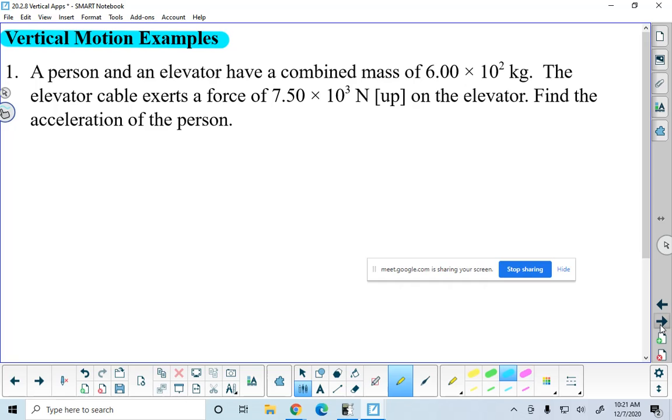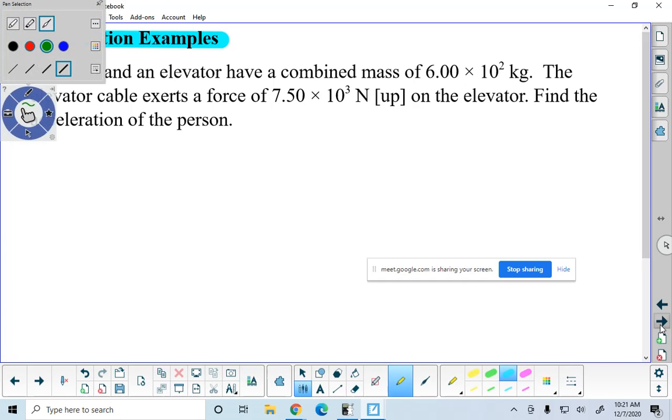A person and an elevator have a combined mass of 600 kilograms. The elevator cable exerts an upward force on the elevator of 750 newtons. 7.5 times 10 to the 3 is 750. No, it isn't. 7,500 newtons. So we've got a 600 kilogram mass. This is 600 kilograms. We can also use the EE notation in your calculator. And this is 7,500 newtons.